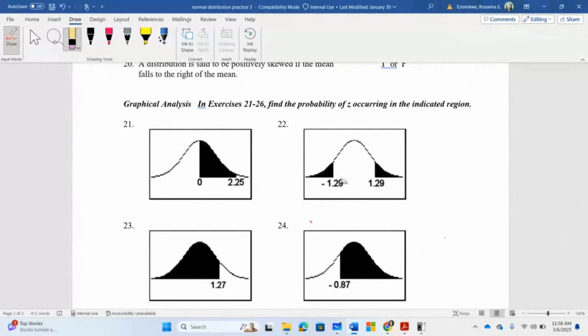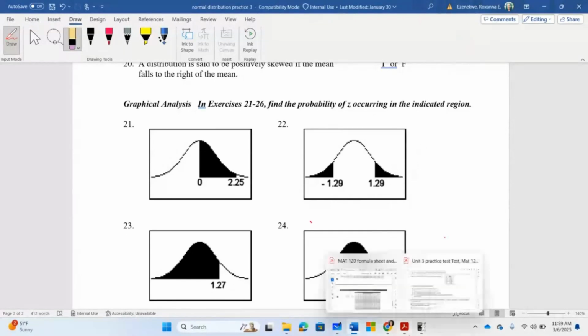All you need to see is that the absolute value of the z-score here is 1.29. So all you need is to calculate the area to the left, because the normal curve is symmetrical. So if this is 1.29 and this is 1.29, the area here will be equal to the area here. And that's what I'm going to do now. Calculate the area to the left of negative 1.29 and then write the same area to the right.